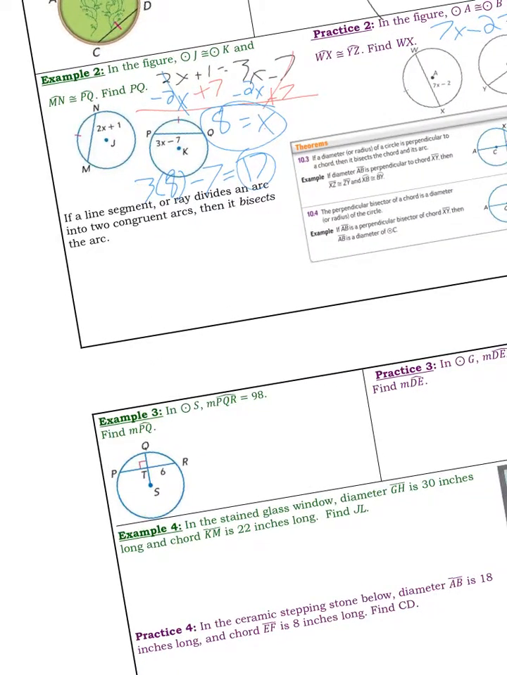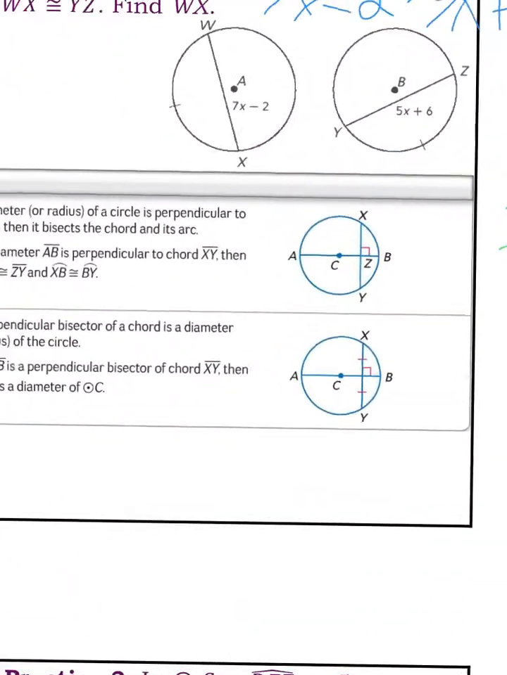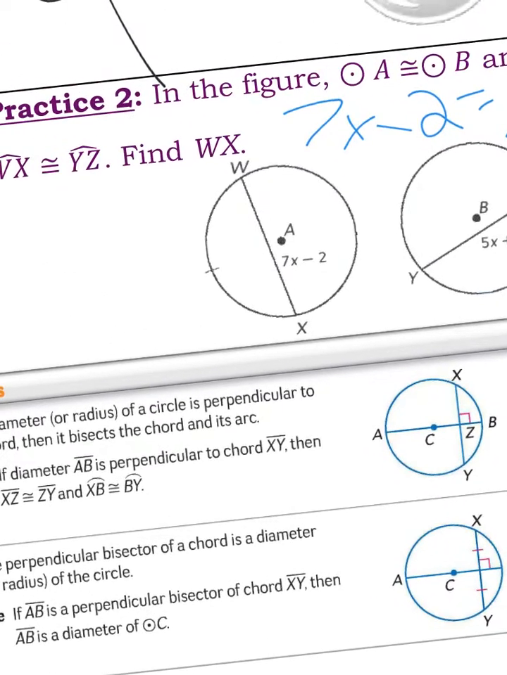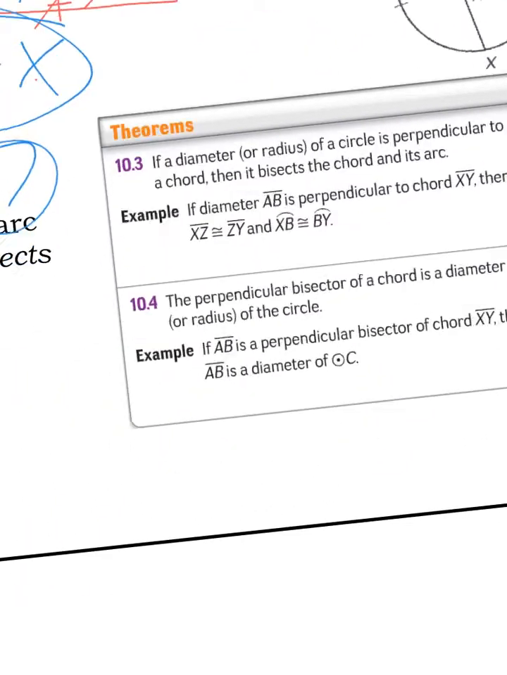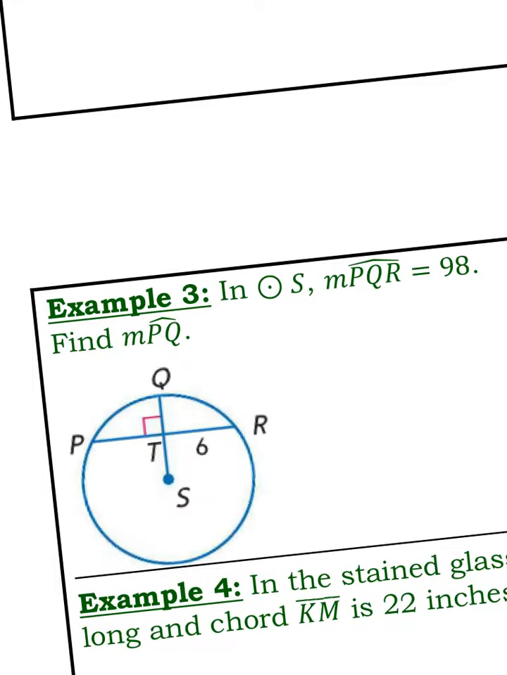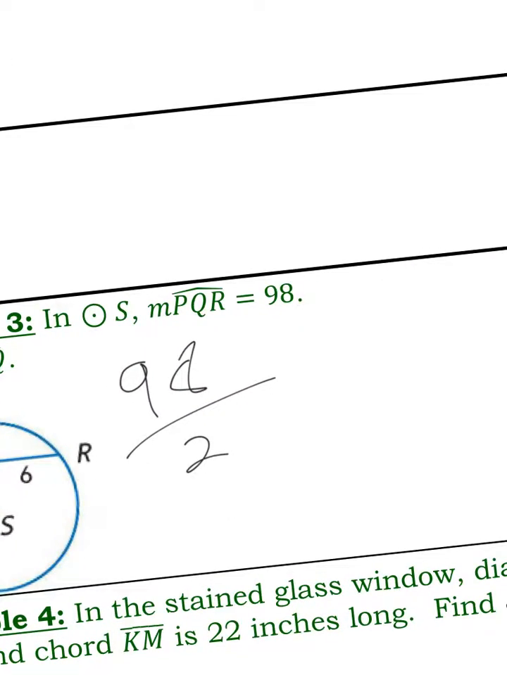In circle S, arc PQR is 98. Find arc PQ. We're going to have to do this. This one, it says XB is congruent to BY. So each little arc is congruent. So all I've got to do is cut that in half. If I want to know what PQ is, I just cut 98 in half. 98 divided by 2 is, what is that, like 49? Yeah, that's 49.